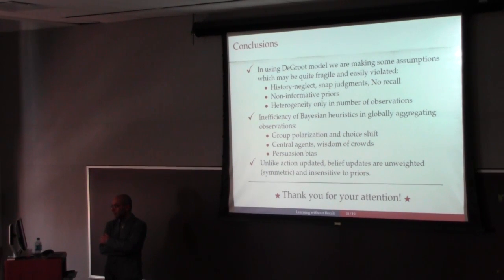And we also observe some key differences between belief updates that are derived through Bayesian heuristics and the action updates. If we have the possibility of implementing belief updates, then belief updates would be much more robust. First of all, they are unweighted and they are symmetric, whereas the action updates, the actions are weighted based on the quality of the signal of each of the agents. The beliefs internalize the quality of the signals, so the belief updates are unweighted. And they can effectively compensate for the priors, so it doesn't matter that the agents may start with some priors.